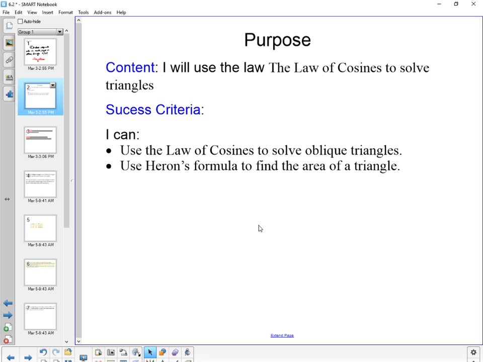The content. This is what I want you to get out of today. One is to be able to use the law of cosines.